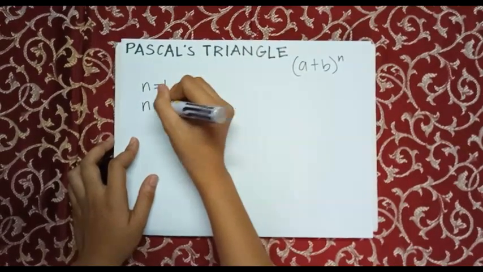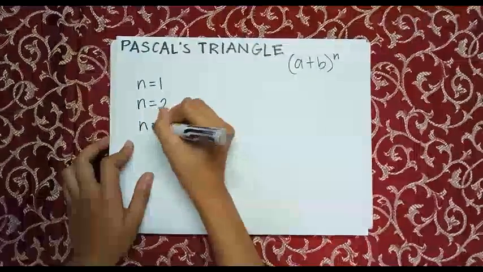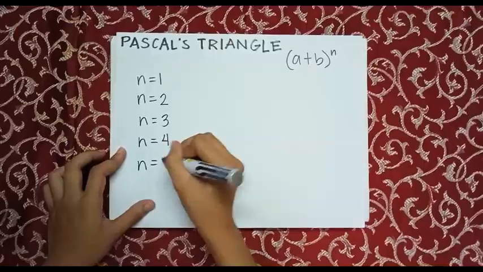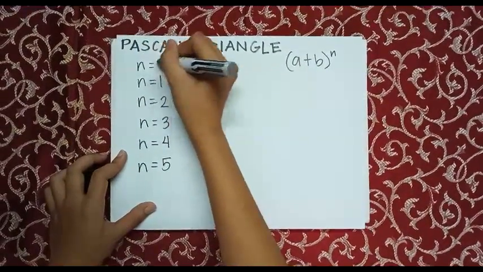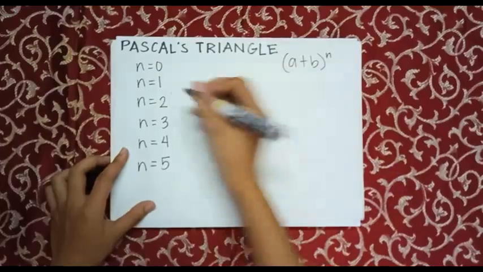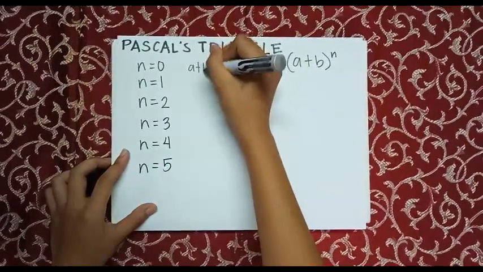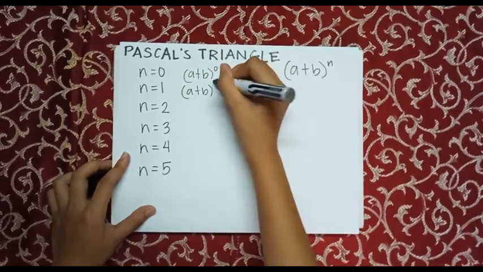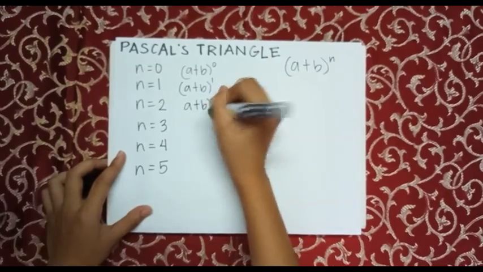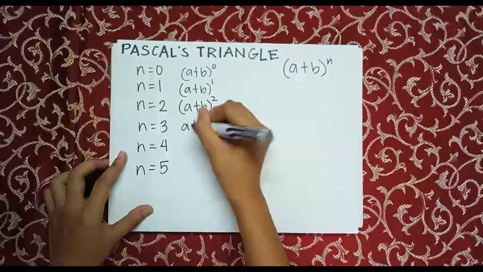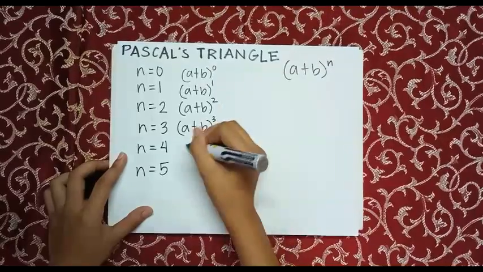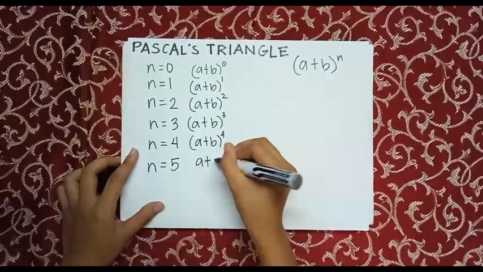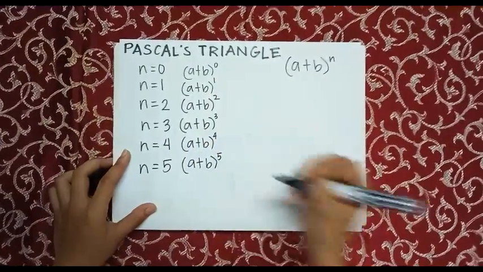So if n is equal to 0, 1, 2, 3, 4, and 5, we'll just substitute the value of n to the representation: (a + b) raised to 0, (a + b) raised to 1, (a + b) squared, (a + b) cubed, (a + b) raised to 4, and (a + b) raised to 5.